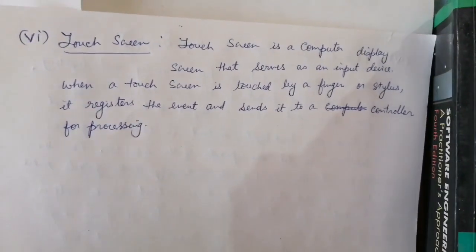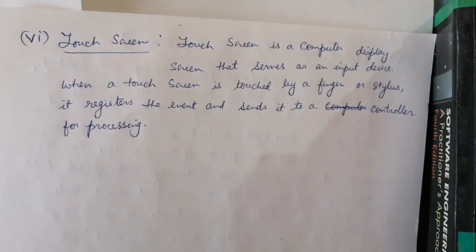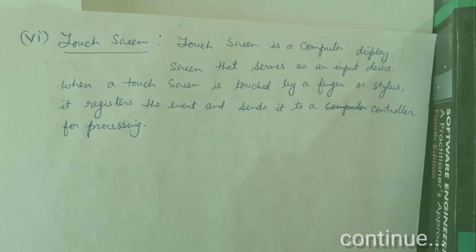Then touch screen. What is a touch screen? It is a computer display screen that serves as an input device, and whenever we touch our monitor or screen with a finger or stylus, it registers the event and sends the signal to a controller for further processing. That is what a touch screen is. Touch screens are used in TVs, computer screens, mobile devices, smartphones, PDAs. In all these, touch screens are used.